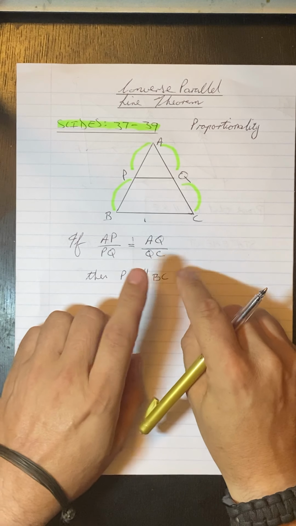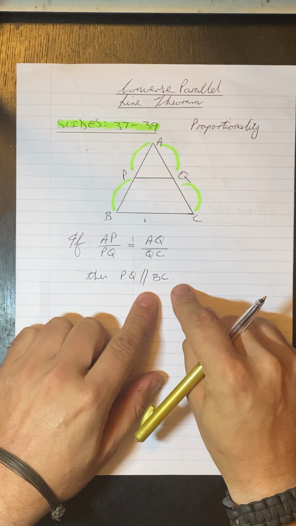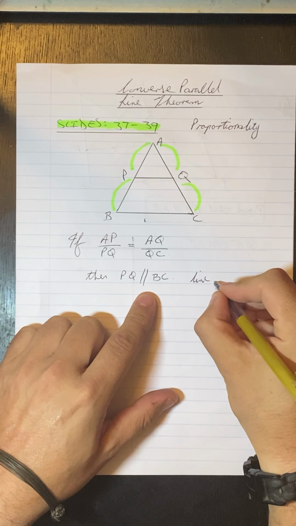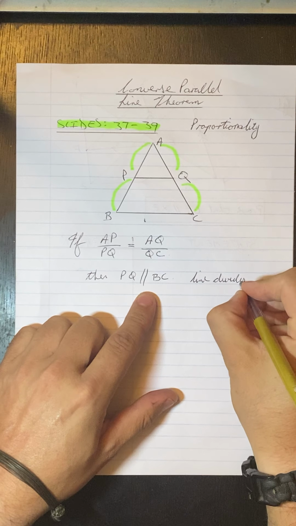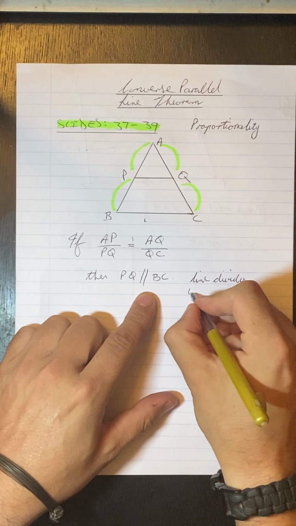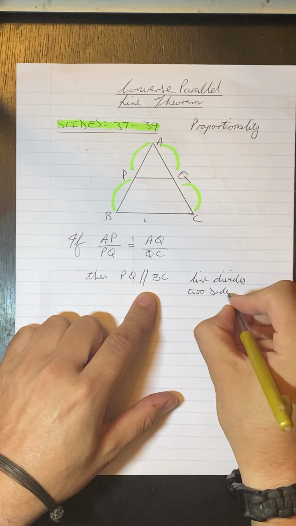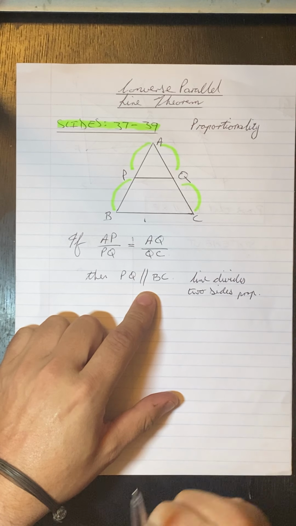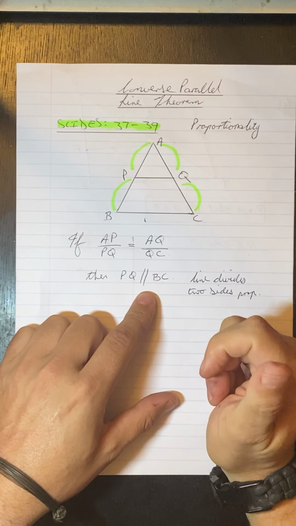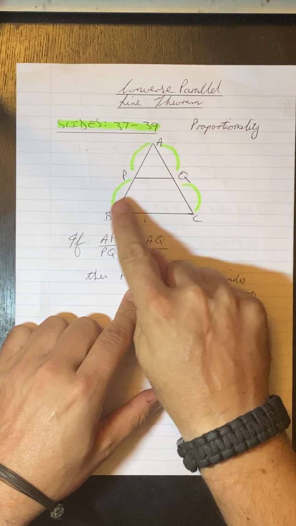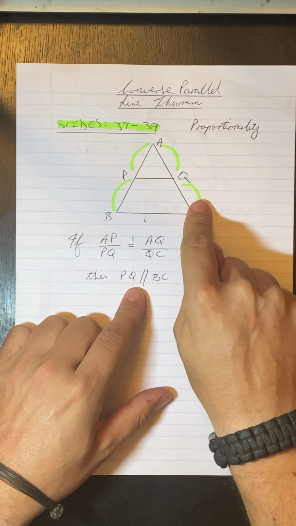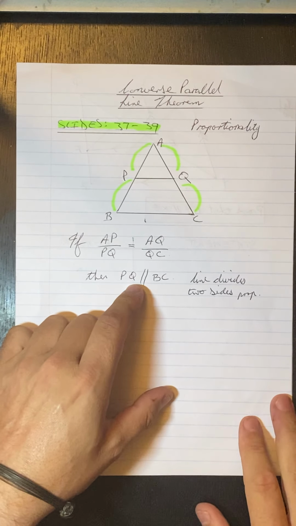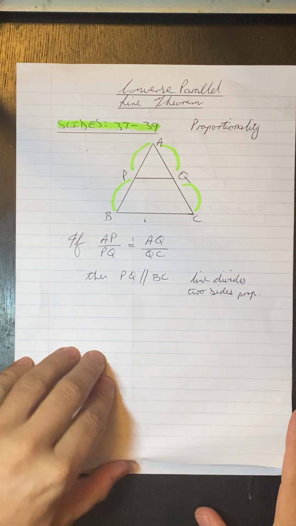And the reason for this that we're going to use now is: line divides two sides in proportion. That is the reason. It's basically the reverse of what we did before. Before, we were saying if this is parallel to this, then we get these proportions coming out. This is just working the other way around. If we have these proportions equal, that must be parallel to that. Moving on to example 1.